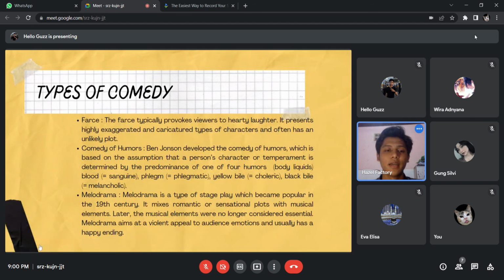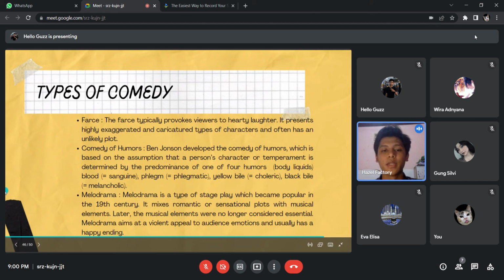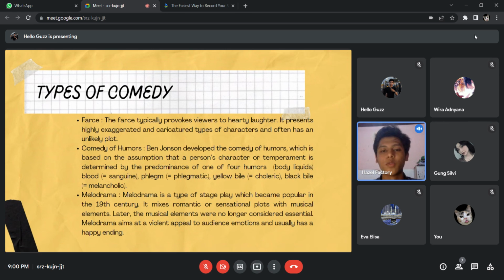Next, please. Farce. The farce typically provokes viewers to hearty laughter. It presents highly exaggerated and stereotyped types of characters and often has an unlikely plot. Comedy of humors. Ben Jonson developed the comedy of humors, which is based on the assumption that a person's character or temperament is determined by the predominance of one of four humors.